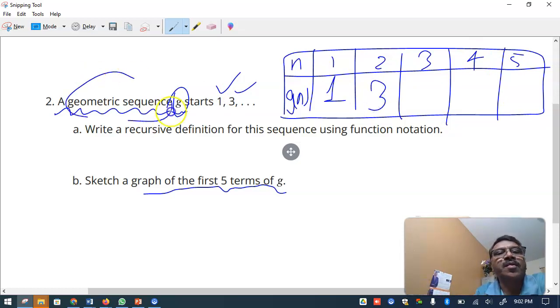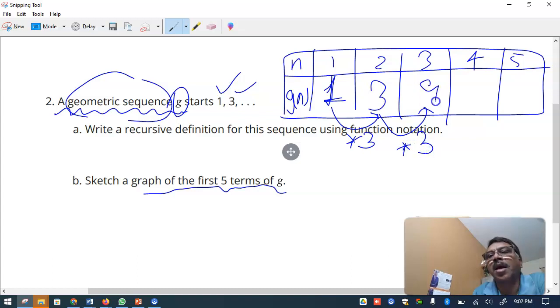And then because it is a geometric sequence, what multiplies to the first number is clearly 3, right? So 3 times 1 is 3. Then again you multiply 3 times 3 is 9. Again you multiply by 3, you get 27. And again you multiply by 3, you get 81.